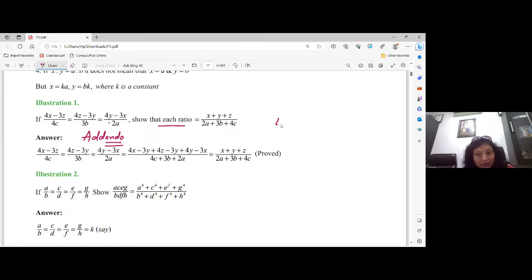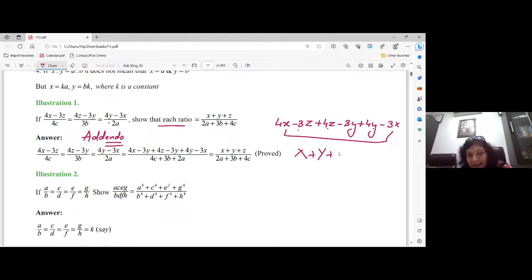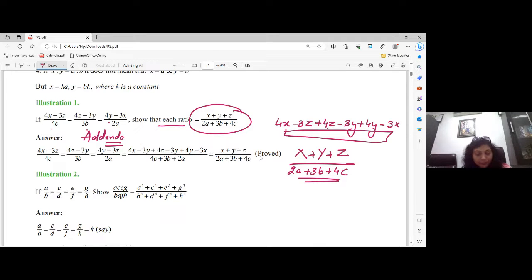So addendo says 4x minus 3z plus 4z minus 3y plus 4y minus 3x. Now what does it become? 4x minus 3x is x, 4y minus 3y is y, 4z minus 3z is z. And in the denominator we have 4c plus 3b plus 2a, so upon 2a plus 3b plus 4c. So by applying this property, they are also in this ratio.